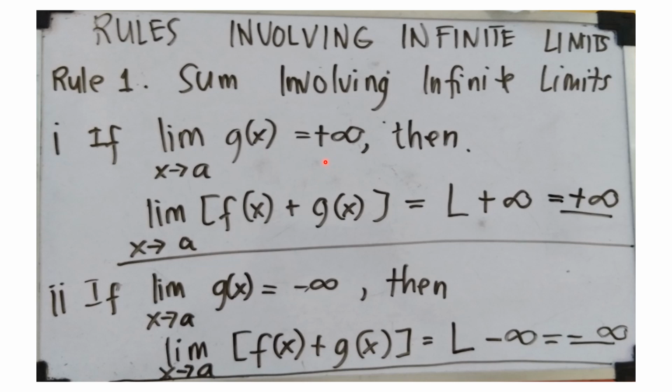Class, when the infinite limit is positive infinity, this is the answer. For example, a limit plus positive infinity, the answer is positive infinity. But a limit minus infinity, the answer is negative infinity. Those are the only rules here. So, let's apply these rules.